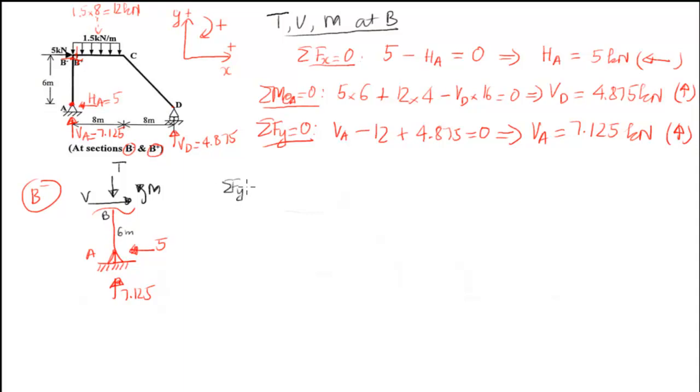Sigma Fy equal to 0. Okay, so we got T goes down, right? So we're gonna have negative T, and 7.125 up, so positive 7.125 equal to 0. Okay, so we solve for T, which is equal to 7.125 kN, and this is a positive value, so same as my assumption, which is going there, right? So this is one value for T.